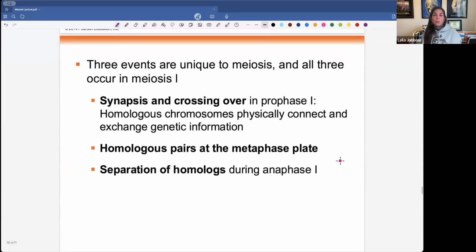What's going to happen in anaphase 1 is very important for the additional contribution of variety. Hear me out. Synapsis and crossing over were very important to create some mishmash of chromosomes, and that adds variety to the chromosomes. However, the homologous pairs that are forming at the metaphase plate is very unique.